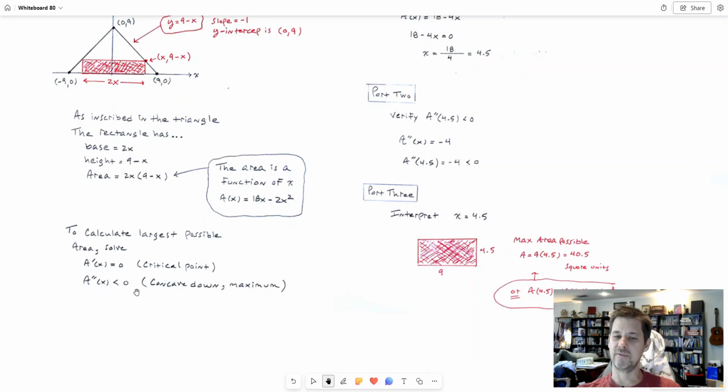If the second derivative is less than 0, it says the curve's concave down, and the point that I found through the critical point is indeed a maximum. Okay, so that's my objective. Now that I have some function that expresses the area, if I take the derivative of that and solve for 0, it will take me to my answer.